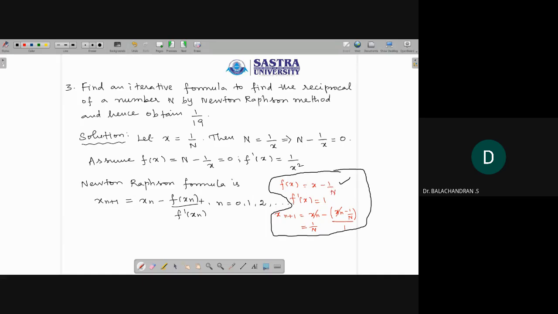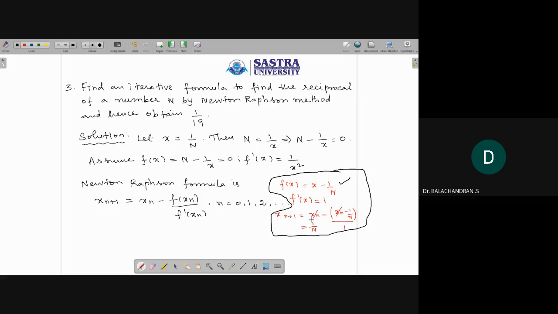Now by Newton-Raphson formula, xn plus 1 equal to xn minus, what is f of xn? f of xn is xn minus 1 by xn divided by f dash of xn, which is 1. So you can cancel xn and xn. Remaining you have minus of minus 1 by n, 1 by n. So xn plus 1 is 1 by n. xn is also 1 by n, okay, xn plus 1 is also 1 by n.